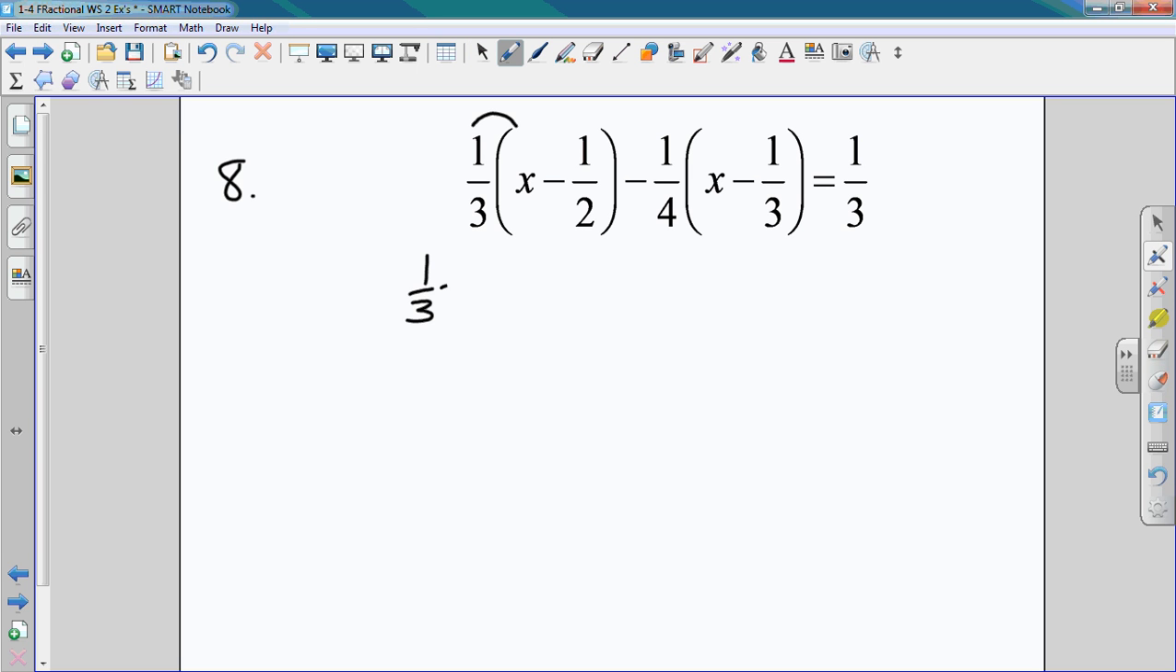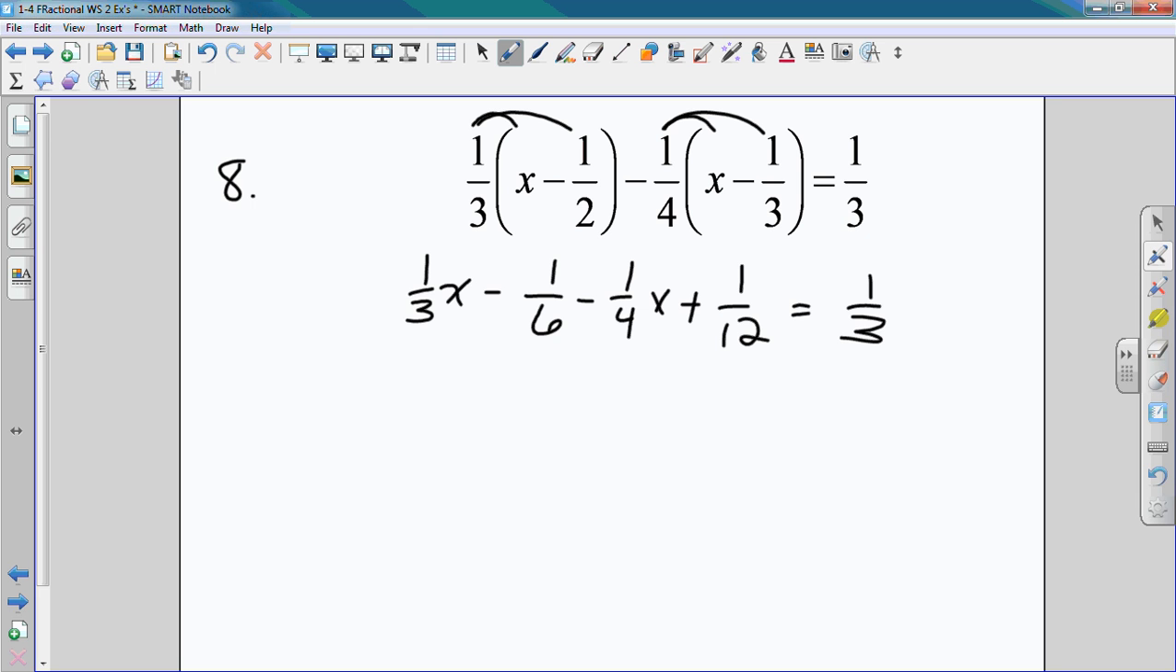So I'm left with 1/3 x minus 1/6, multiply the top, multiply the bottom, minus 1/4 x plus 1/12 equals 1/3. Now, find common denominator. 3, 6, 4, 12, and 3. I can tell you what that is right away: 12. So I'm going to multiply this entire thing by 12.